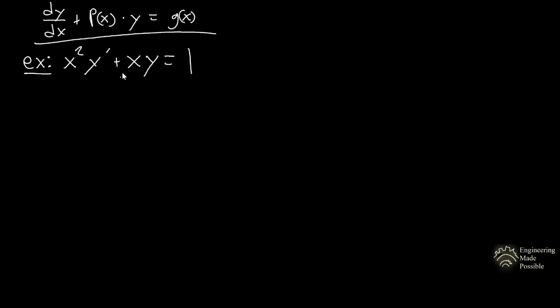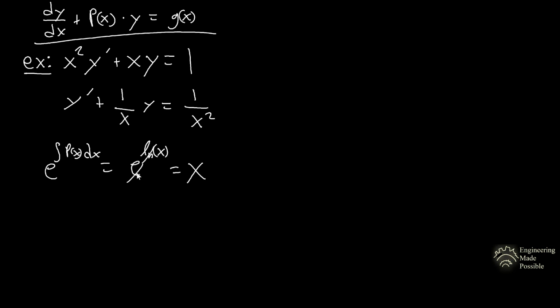So now first let's go ahead and get it to the standard form we see above. So just divide both sides of the equation by x squared, you get y prime plus 1 divided by x times y is equal to 1 over x squared. So in this case, our e to the power of the integral of p(x) dx is equal to e to the power of ln of x, which is equal to x, right?